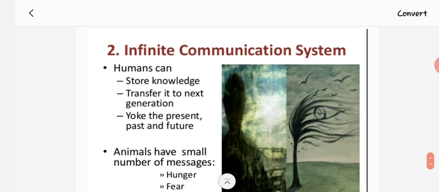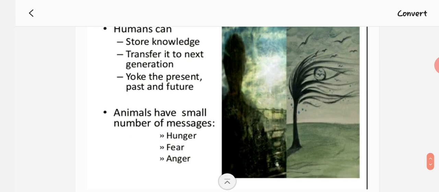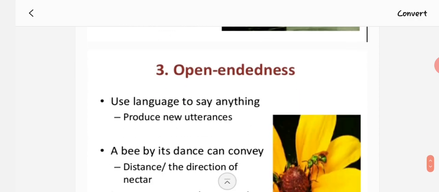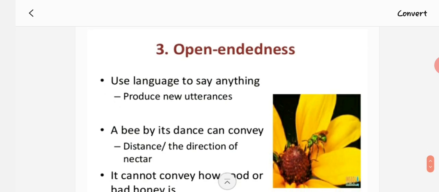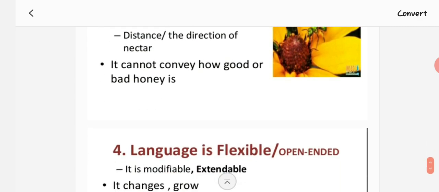The second uniqueness is that it is an infinite communication system, so it is transferable to the next generation and deals with the present, past and future. Animals have a small number of messages like hunger, fear or anger, etc. Open-endedness is the other uniqueness of this language. In human language, we can use language to say anything, to produce new utterances. A bee by its dance can convey the distance and the direction of the nectar, but it cannot convey how good or how bad the honey is.